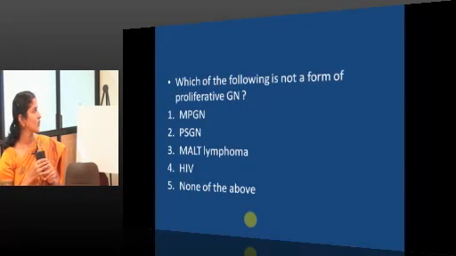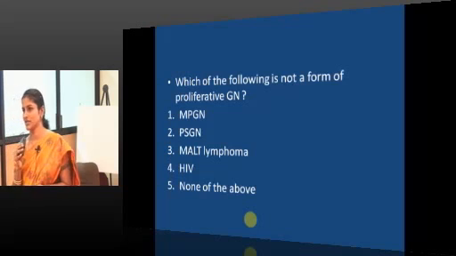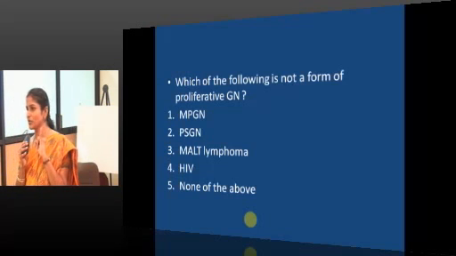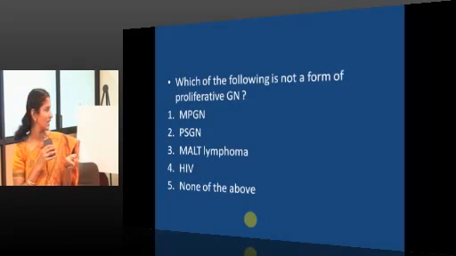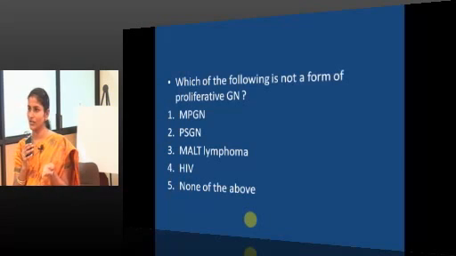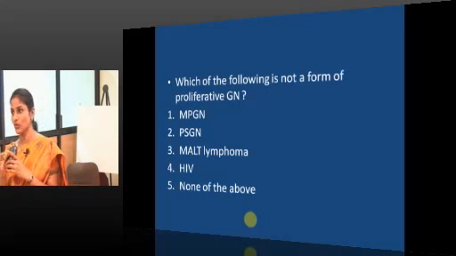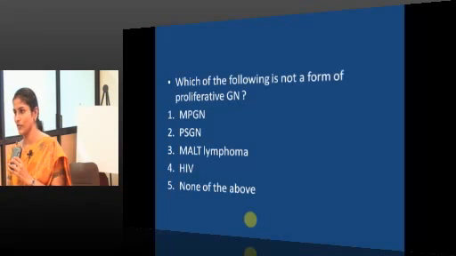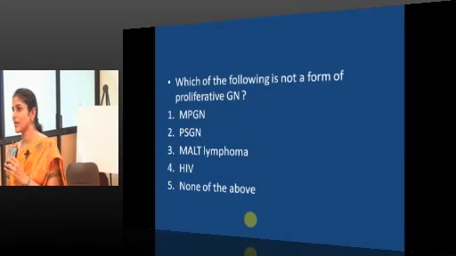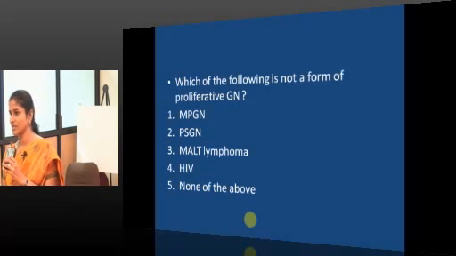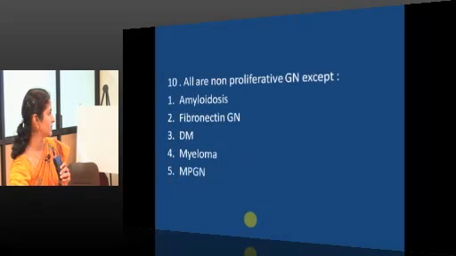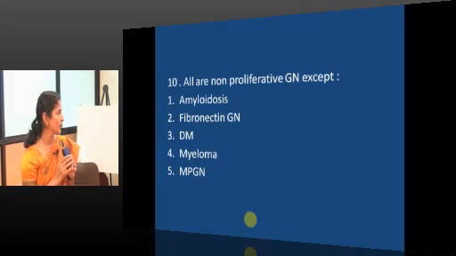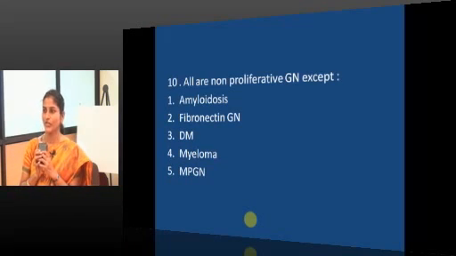So, now which of the following is not a form of proliferative glomerulonephritis? MPGN, is it proliferative? As the name says, it is membranoproliferative. PSGN, again, MALT lymphoma, HIV, you may not be sure of proliferative glomerulonephritis, but you now know which all are non-proliferative glomerulonephropathy: minimal change, membranous, FSGS, diabetes, amyloidosis, myeloma, fibronectin. Just memorize these non-proliferative glomerulonephritis. All are non-proliferative glomerulonephritis except, so you have to find out the proliferative glomerulopathy in here.